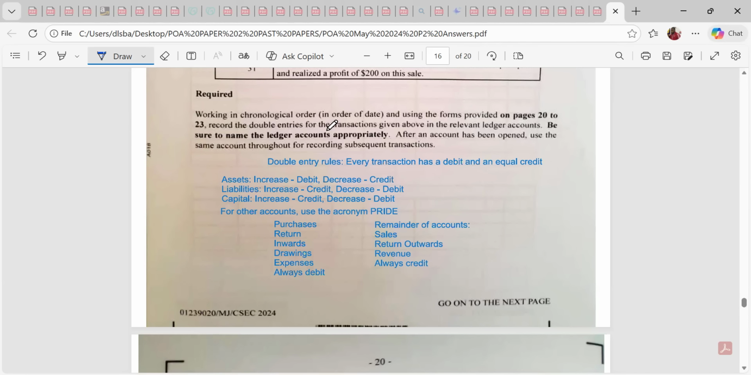For all your other accounts, you follow the acronym PRIDE. PRIDE stands for purchases, returns inward, drawings, and expenses. Everything in PRIDE is always debited. Sales, returns outward, and revenue are always credited.